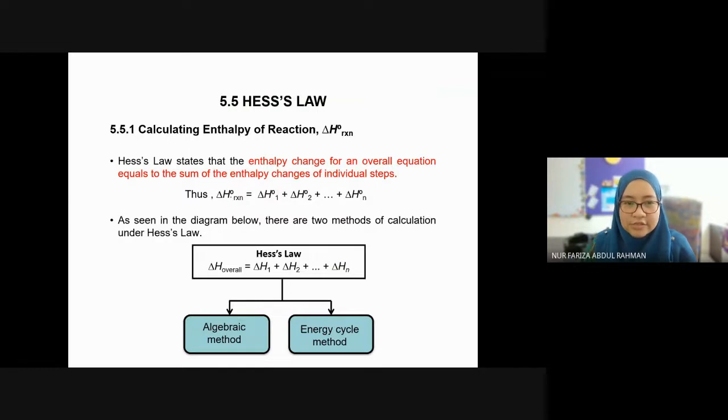Hess's law states that the enthalpy of the overall reaction will be the same as the sum of the steps we had: 1, 2, 3 and so on. As seen in the diagram below, there are two methods of calculation under Hess's law. So we have two ways, algebraic and energy cycle method. We are going to discuss the algebraic method first, and then we have the energy cycle.